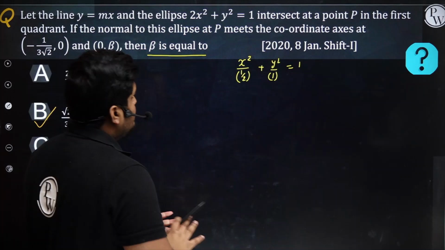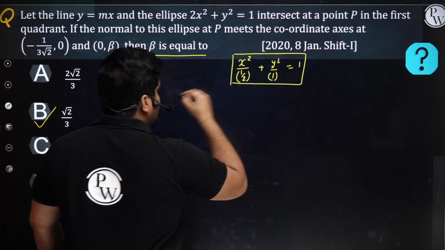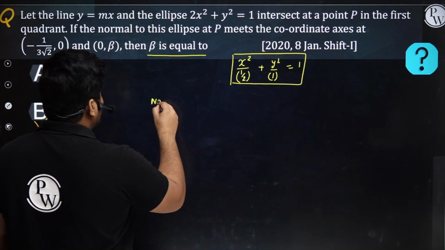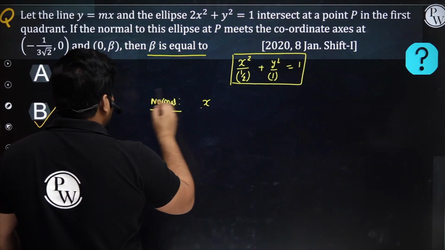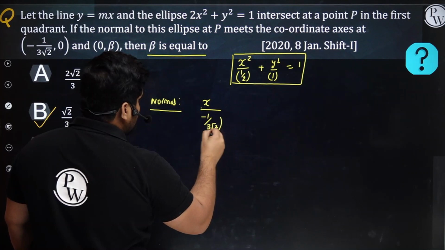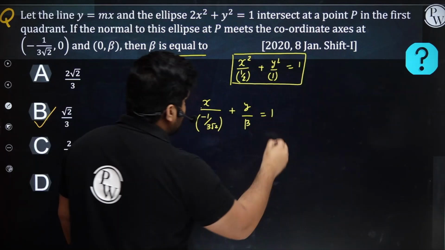What we have to do, equation of ellipse is given. Now, the equation of normal. What is the equation of normal? You see, this is passing through where? Intercepts are given, no? Intercepts are given. So we can write this equation: x upon minus 1 upon 3 root 2 plus y upon, what is intercept of y? Beta equal to 1. This is the equation of normal.